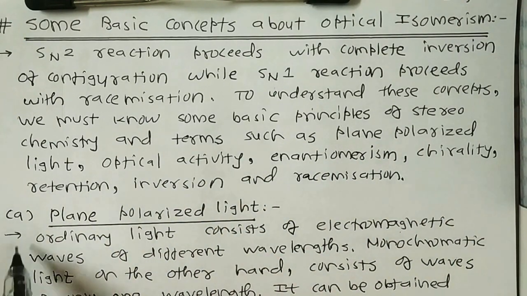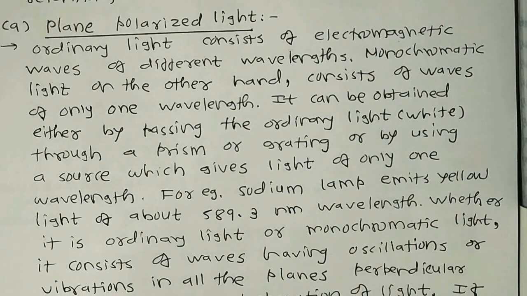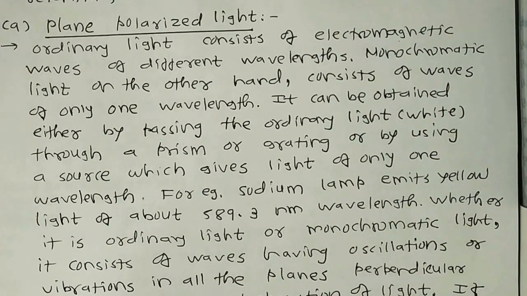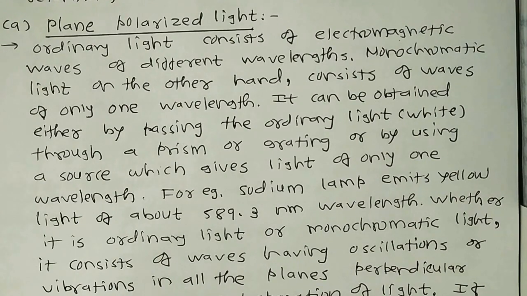So we start with plane polarized light. What is the meaning of plane polarized light? In standard 12 physics, there is a topic on polarized light. But in chemistry, we know that ordinary light consists of electromagnetic waves, electromagnetic radiations of different wavelengths, starting from radio waves to microwaves and so on. So it's a polychromatic light. The meaning of polychromatic light is that it has different types of wavelength.